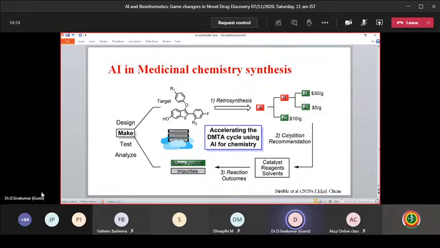Then we will see what the condition recommendations are, like what catalysts, reagents, and solvents are needed, and what the impurities are, whether the purity is 99 or 90, etc. Then again, we have to analyze it. So this is greatly useful, saving the cost as well as the time, and also a lot of wasted chemicals.